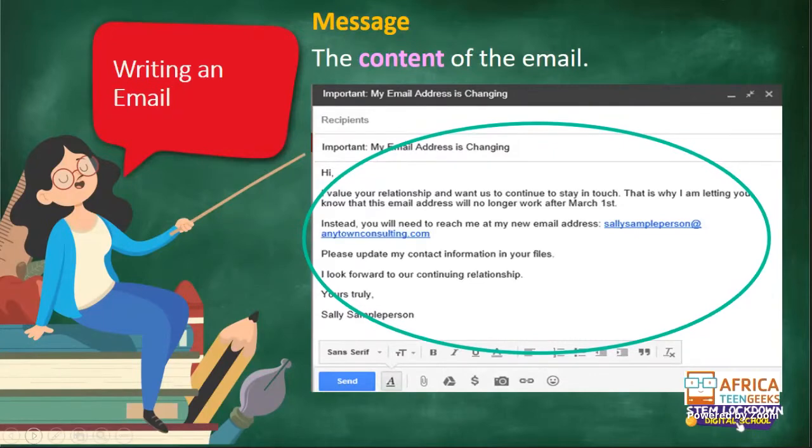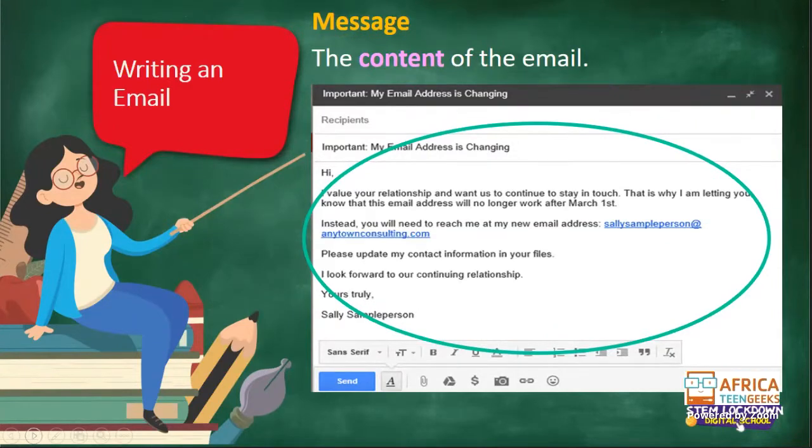So basically, the message of the email is the content of the email. You are giving detail as to what this email is about. Remember, in your subject line you've given us a summary of what this email is about, but with the message you are now going into specific detail. And you must remember to put your work in the correct order according to the different topics that you are addressing in the message.